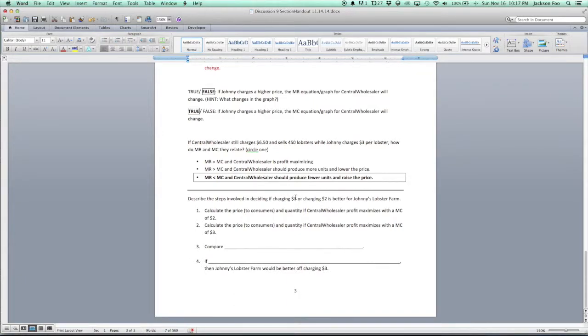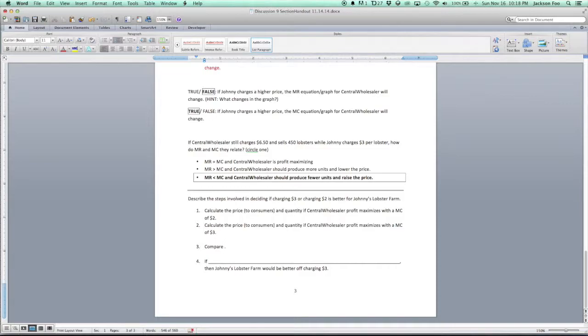Okay, but if we wanted to know whether it was optimal or to compare two different prices, the first thing we would do is to calculate the price to consumers and quantity if central wholesaler profit maximizes with an MC of 2. Same thing to do, but with an MC of 3. And once you have these two things, what are you comparing here? What would you like to compare? Okay, so this is the comparison and this is the decision-making rule, so to speak.